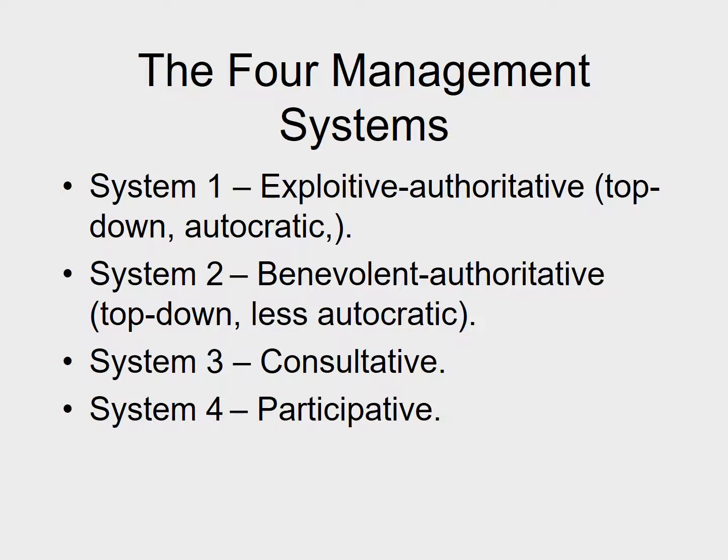So the four management systems in this model: System 1 is exploitative and authoritative. So they're basically top-down and autocratic. Not only are they bureaucratic, not only are they highly hierarchical, they also tend to be very much based on rewards and punishments as the only tools for motivation.